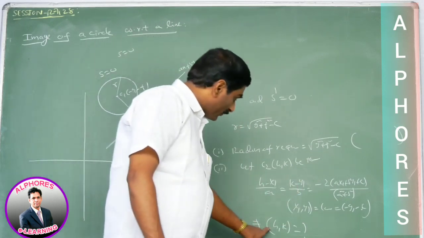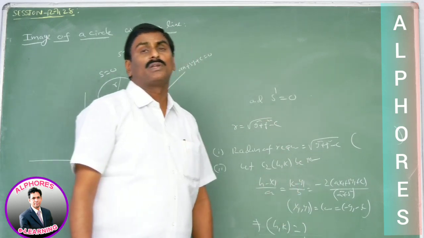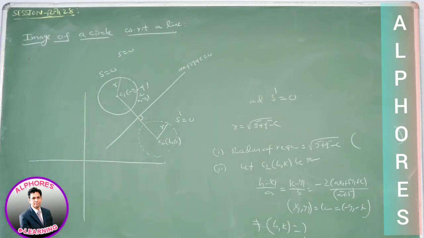The center is already found and the radius is given. So the equation of the circle is x minus h whole square plus y minus k whole square is equal to r square. Okay.